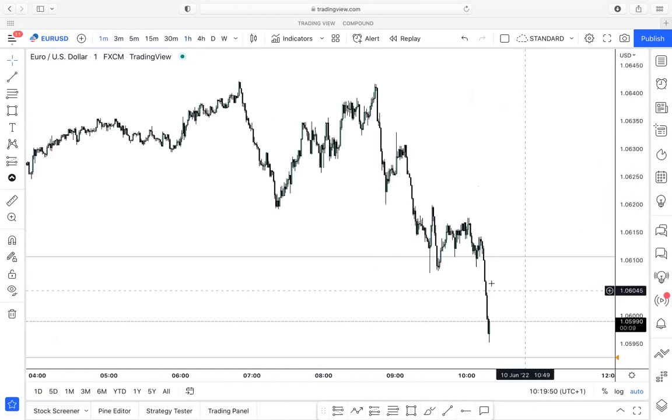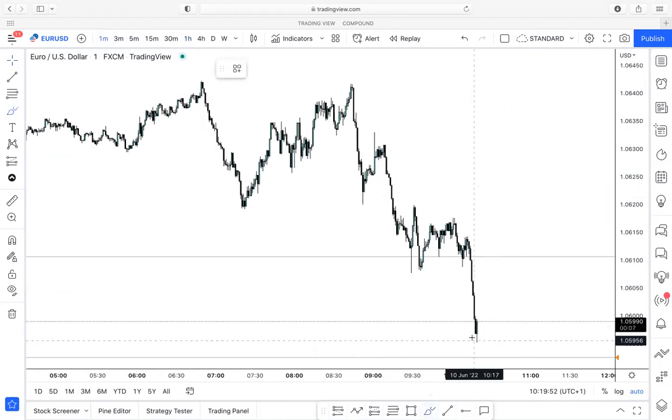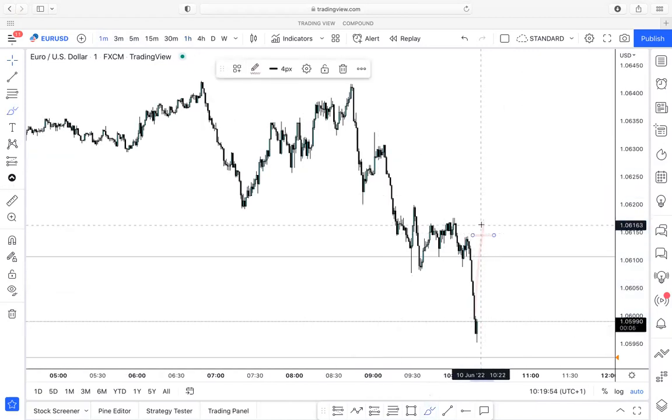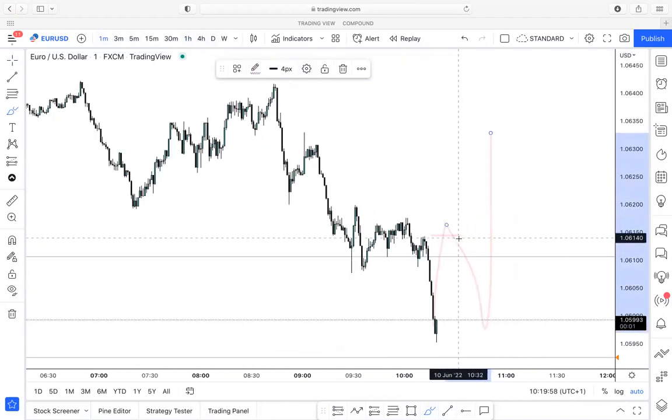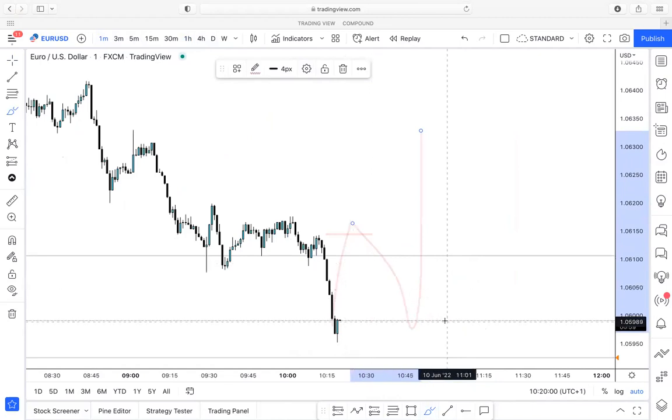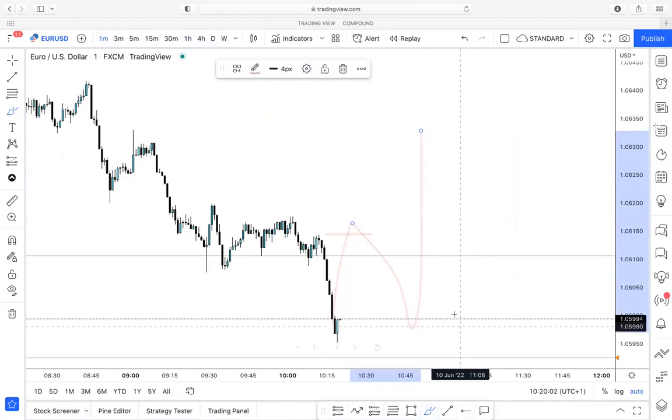So you'd literally need this to happen here. You'd need this to be break, and then you can buy. Okay. But also, I would never trade that. It's too far apart. I want price action to be close in.